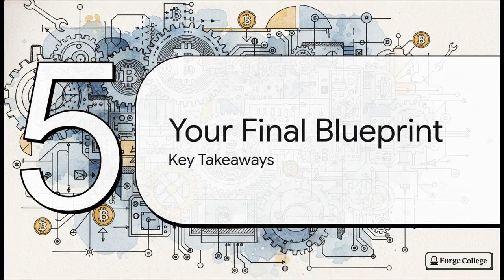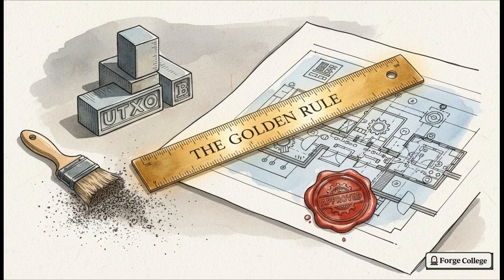Section 5. Your final blueprint. Key takeaways for transaction construction. So the crucial point here is that this exact workflow is what separates amateur guesswork from professional Bitcoin engineering. Let's slowly recap the core rules for your final blueprint. First, always compute before you build. Seriously, never guess. Estimate your vbytes and absolute fees mathematically before constructing the transaction.